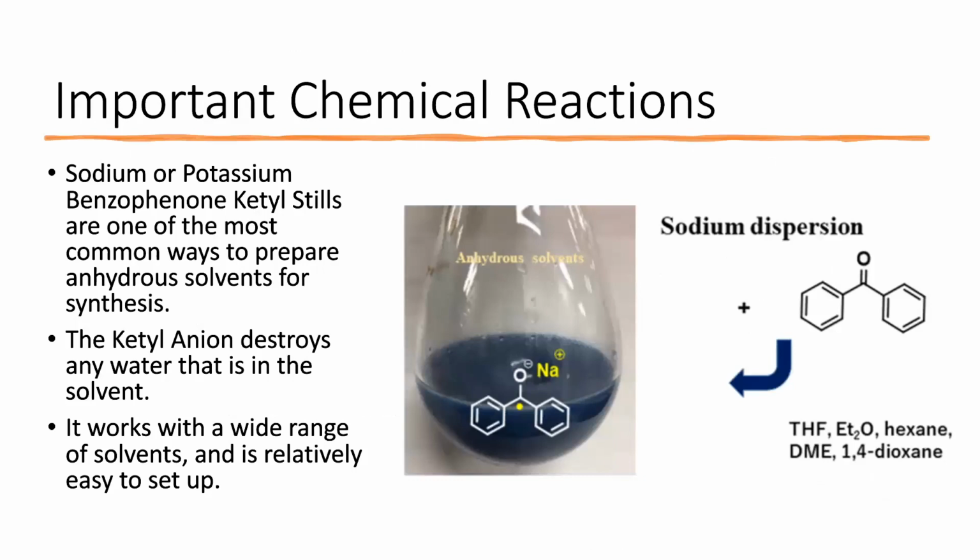Another really useful chemical reaction of alkali metals is when they come in contact with benzophenone in special solvent stills that are known as ketyl stills. The metal can react with the benzophenone to make something called a ketyl anion. This ketyl anion has a very deep blue color, and it's used to destroy the water found in solvents like THF, diethyl ether, hexanes, DME, and 1,4-dioxane. This is a very useful thing for synthetic organic labs because it's an easy way to make anhydrous solvents for use in reactions.